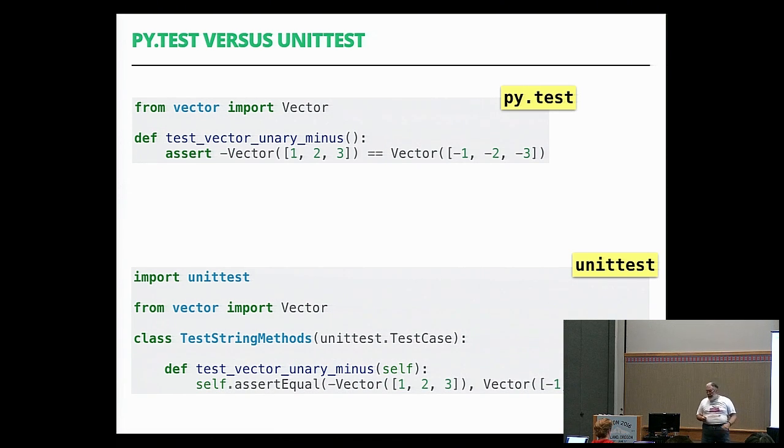An interesting thing is, it seems pretty obvious to use assert, the statement that we already have in the language, instead of methods like this. But there's a reason they use methods like this. Who knows what the reason is? Why not just use assert everywhere? Anybody wants to guess?